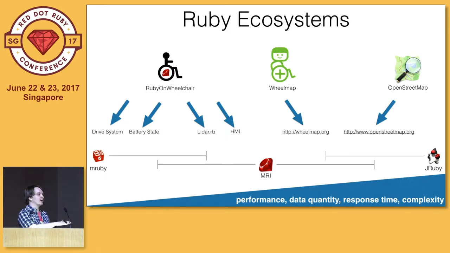We have, of course, MRI as the baseline, which gives us the most correct Ruby. But then we have JRuby and mRuby, which is for me the more important one, which actually does something to move Ruby into new environments. So one of my conclusions would be to consider Ruby for new areas where you didn't use it before. I actually do not see that many limits where Ruby cannot be used.